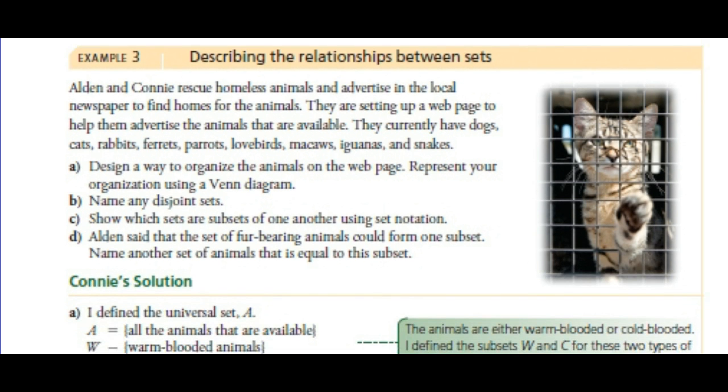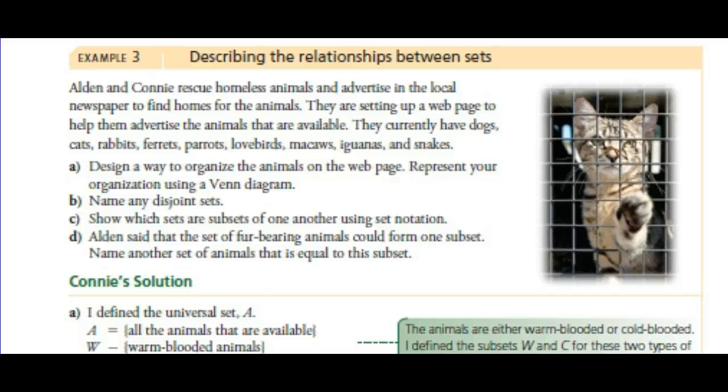Describing the relations between sets. Alden and Connie rescue homeless animals and advertise in the local newspaper to find homes for the animals, blah, blah, blah. You can read, right? Setting up a web page. So they want to organize the animals. They have dogs, cats, rabbits, ferrets, parrots, lovebirds, macaws, iguanas, and snakes.